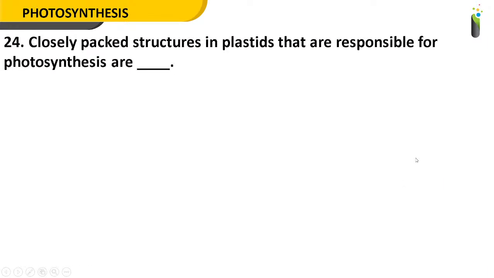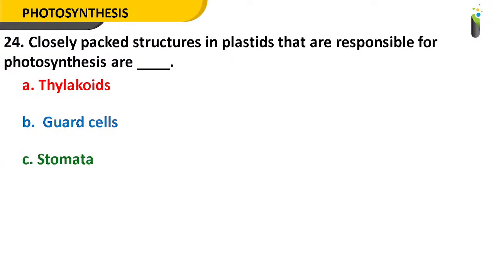Question number 24. Closely packed structures in plastids that are responsible for photosynthesis are dash. A. Thylakoids. B. Guard cells. C. Stomata. D. Mesophyll.